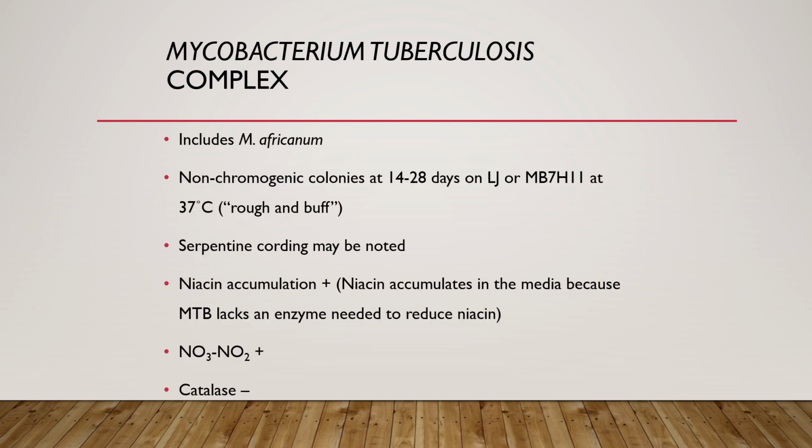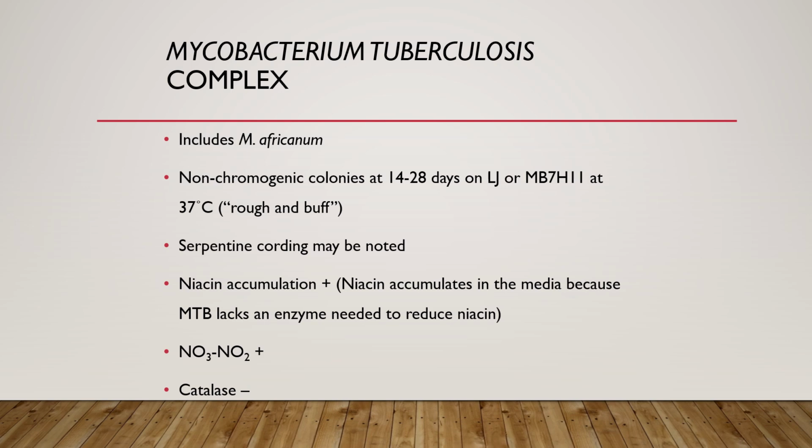Mycobacterium tuberculosis is actually a complex of organisms. It includes Mycobacterium africanum, an organism seen in countries in Africa that is more likely to cause tuberculosis-like illness. They are non-chromogenic, which means that they basically don't make any pigments in the light or in the dark. They stay rough and buff, and they grow fine on Lowenstein-Jensen or Middlebrook 7H11 at body temperature, which is 35 to 37 degrees.